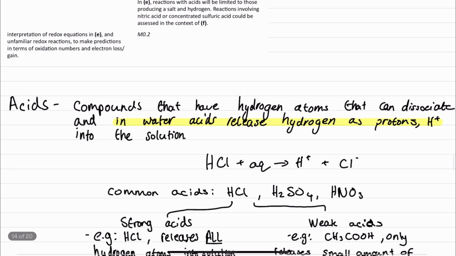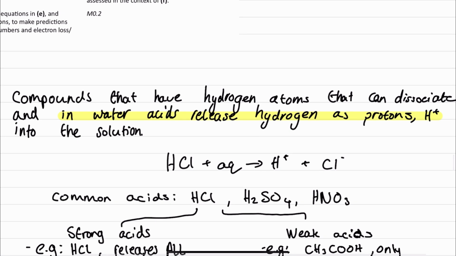Now, acids are any compounds that have hydrogen atoms that can dissociate, and in water, acids release hydrogen as protons into solution. The highlighted part being the main point, that acids release hydrogens as protons when in aqueous solution. You'll be able to get the marks for this definition by simply saying acids are any compound that dissociate protons in aqueous solutions.